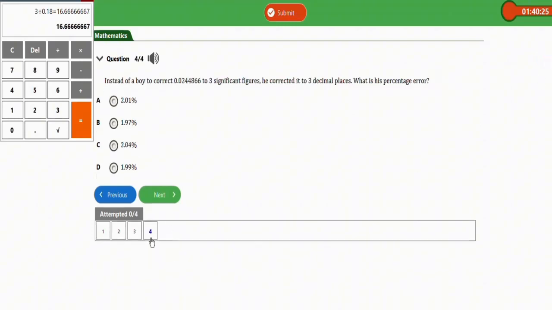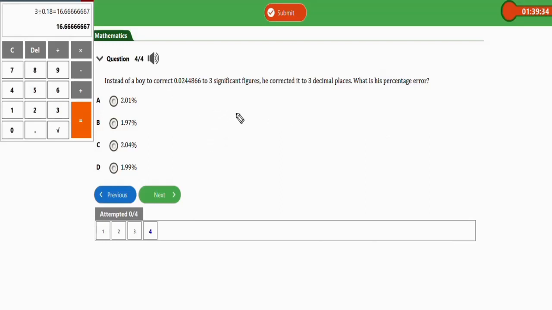Okay, so the last question here says, instead of a boy to correct this value to 3 significant figures, he corrected to 3 decimal places. What is his percentage error? This question is interesting. As usual, if you don't know how to express values in significant figures and in decimal places, you will fail it. I have treated the topics in the series of this video, so check the playlist of this video. You will see where I dealt with problems involving significant figures and decimal places. Ensure you watch them so that you will be at the same pace with us here. Okay, so let's solve this question.